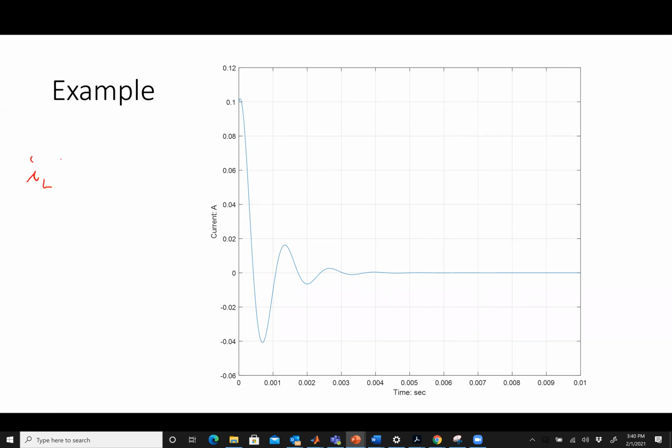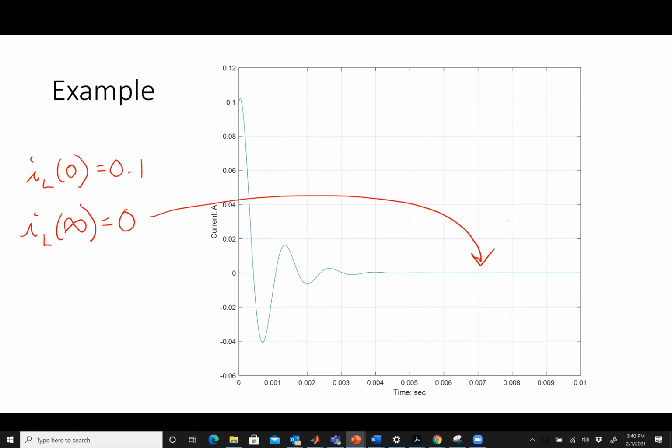I know that IL of 0, we said, was 0.1. And I know that IL of infinity was equal to 0. So IL of infinity, that's clearly happening, right? That guy's going to 0. All right, that's good. And then I can check this as well. Now, it looks like he goes a little bit above 0.1, but that's right, because if I zoom in, I see that it's actually 0.1 at t equal to 0.